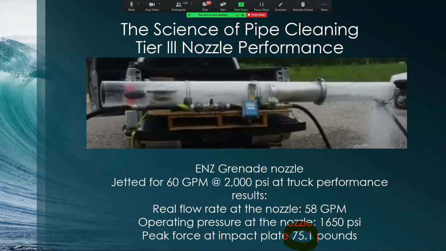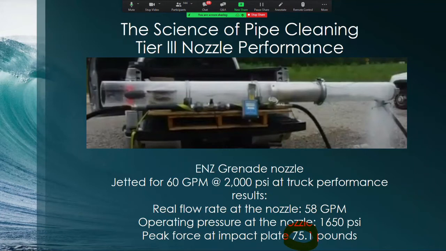I come up and step up to a different nozzle now. I go to one of our competitors' nozzles, Ann's Grenade. Very good nozzle, one of their best sellers, and personally as a competitor, I wish they didn't make it, but they do. And so I compete against it. They jetted their nozzle at 60 gallons a minute, 2,000 psi. The real flow rate that they gave us out of that nozzle, what we measured, was 58 gallons a minute.